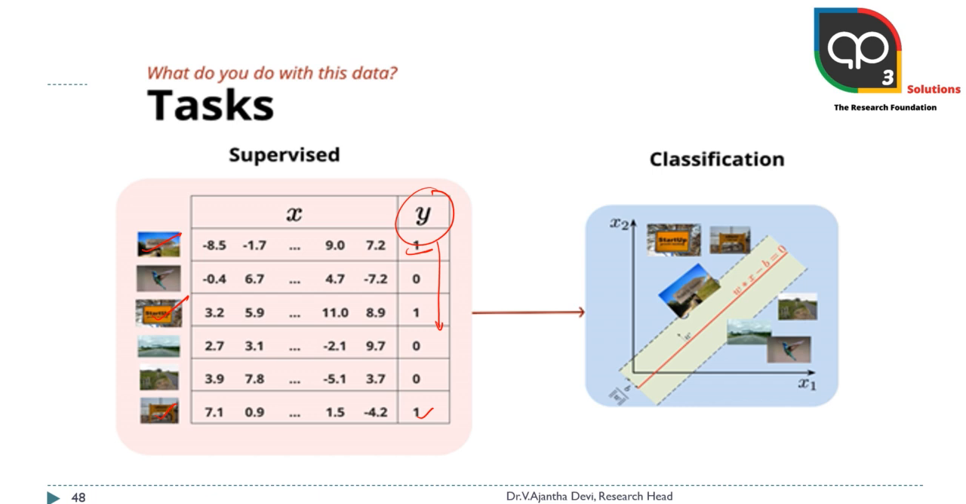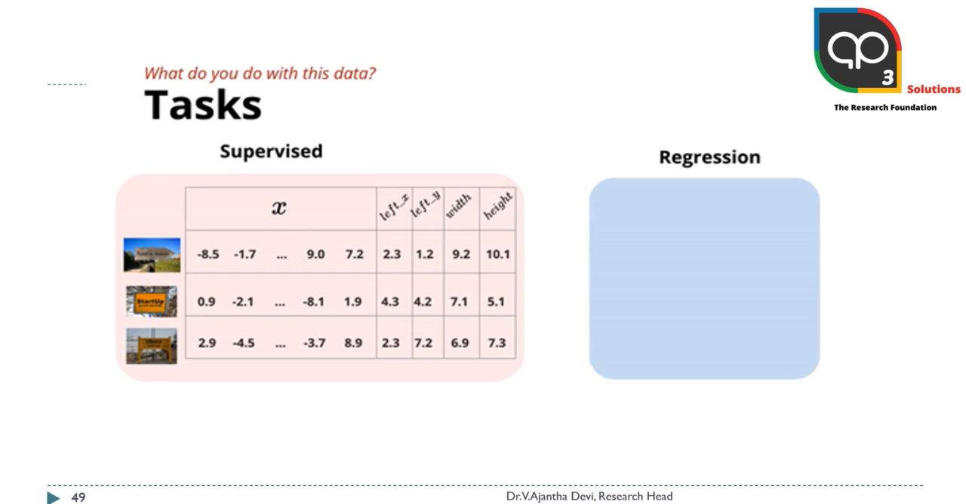The other important category of task is regression. In the case of regression, given an image as the input X, I'm not just interested in the output of zeros or ones. I'm not interested in the zeros and ones here.